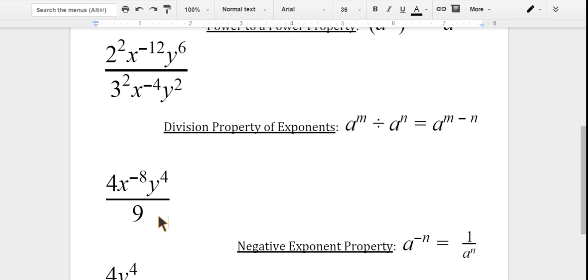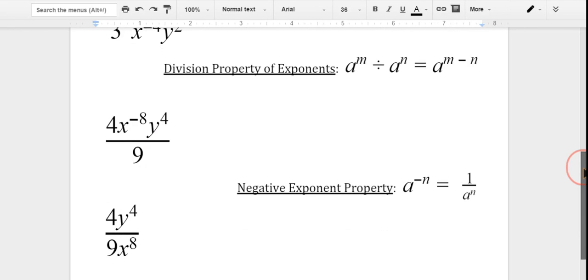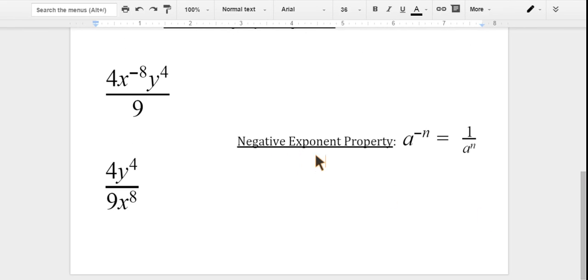Okay, this is still not simplified completely because we have a negative 8 exponent. We never have negatives if it's simplified completely. So our last step here is to apply the negative exponent property a second time and take a to the negative n and reciprocate, make it 1 over a to the n. So here we take x to the negative 8 and move that to the denominator, and it becomes x to the positive 8. If you notice, 4, y to the 4th, and 9 do not change here.